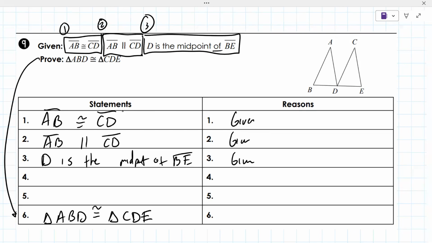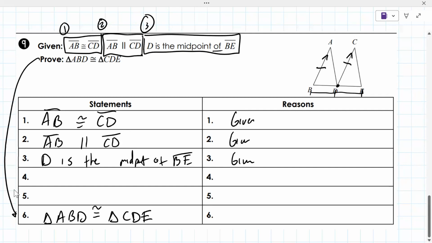So AB is congruent to CD, those two segments are congruent. AB is parallel to CD, and then D is the midpoint of BE. So D is the midpoint. What does that mean for BD and DE if it's the midpoint? I remember this in class. She talked about this. If it's in the middle of something, what does that mean for the two pieces?